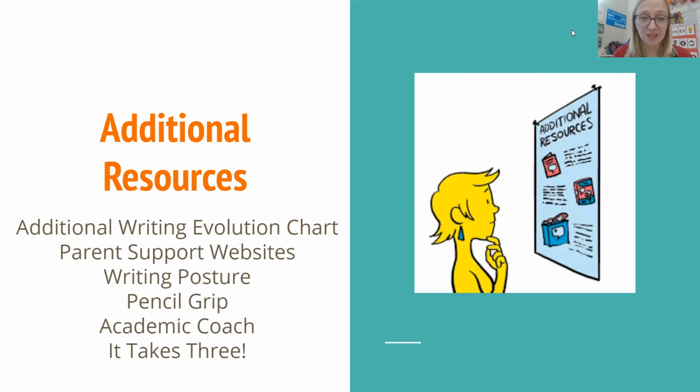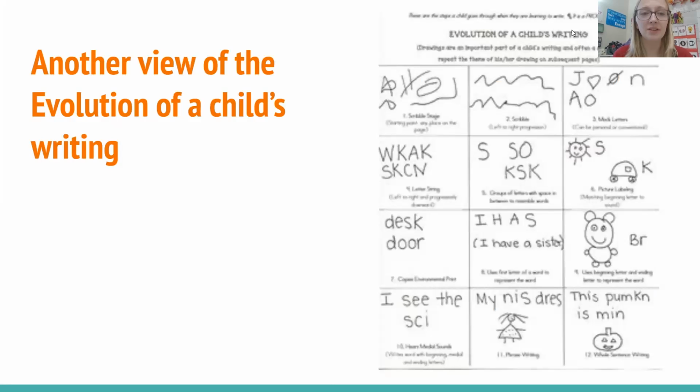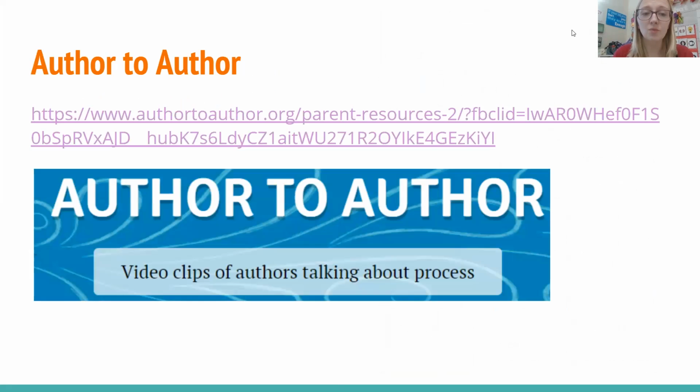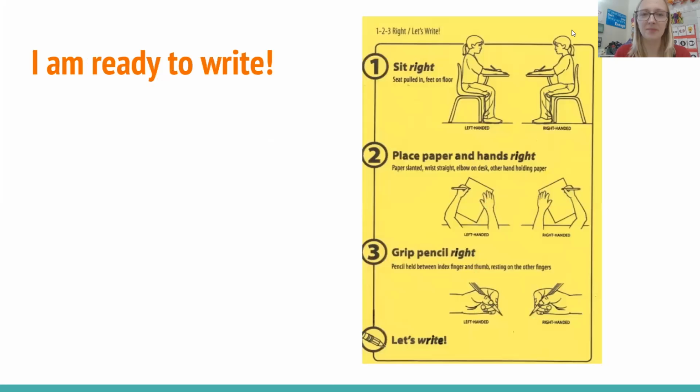I have a few additional resources that I will post as needed. Okay, I have another view of the evolution of a child's writing. This is more kindergarten into first grade based. This is a website called Author to Author. It's basically a website with a bunch of videos about experts in the writing field helping parents and families at home with the writing process. Here's a video by Matt Glover about supporting spelling at home, which just reiterates an expert's point of view on what we're saying here.